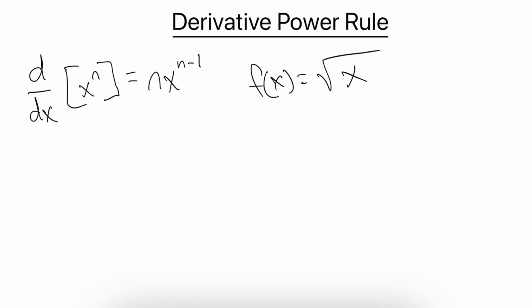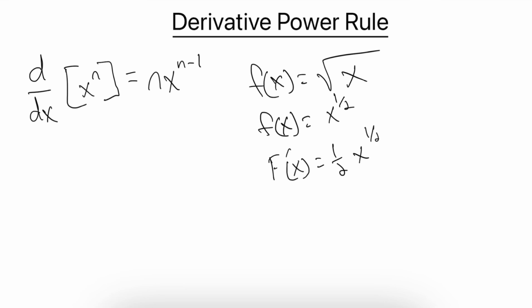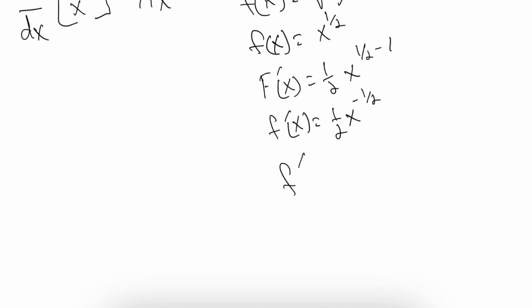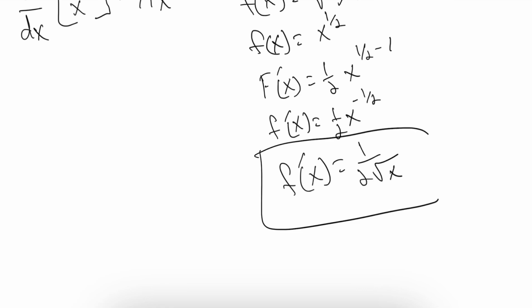So now we have f of x equals the square root of x. So we'll rewrite this as f of x equals x to the power of 1 over 2. So f prime of x equals 1/2 x to the 1/2 minus 1. So f prime of x equals 1/2 x to the power of negative 1/2. If we want to write this further, we can write f prime of x equals 1 over 2 square root of x, which is our final answer.